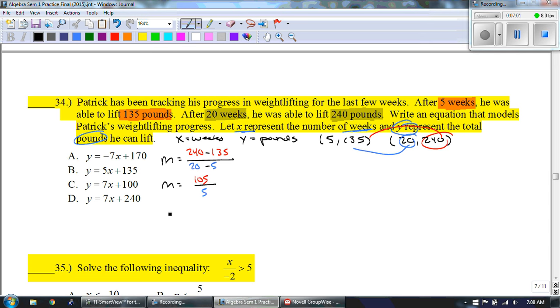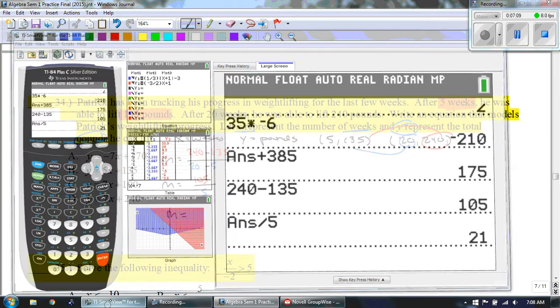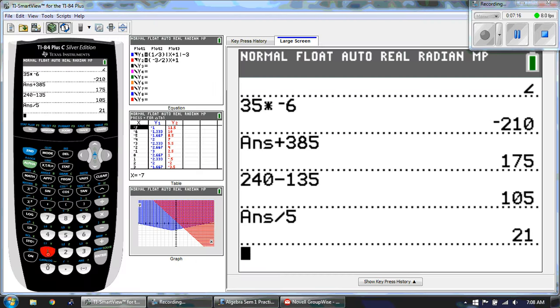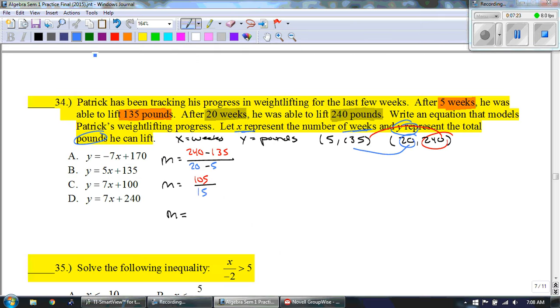And remember, we always want to reduce our slope, reduce our fraction. So 105 divided by 5, right? Was it 5? No, Mr. Grice, that was supposed to be 15. Because I was doing it too fast. So 105 divided by 15, it's 7. So I know that our slope is going to be 7. A is not 7, and B is not 7.